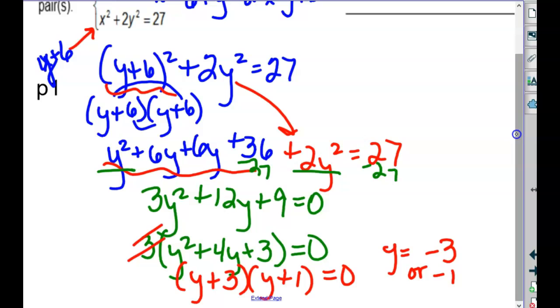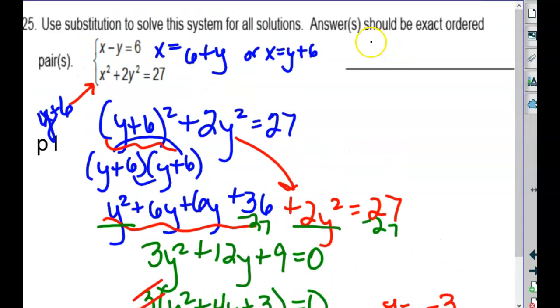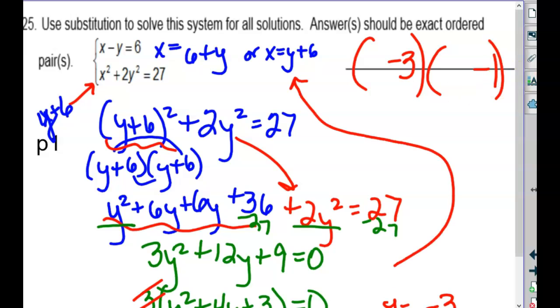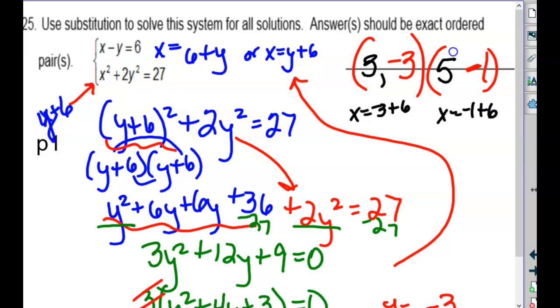Now, each of those y values has a separate x value. So if y is -3 or if y is -1, I have to put them each individually back in here. So x would equal -3 plus 6, or 3. And here x would equal -1 plus 6, or 5.